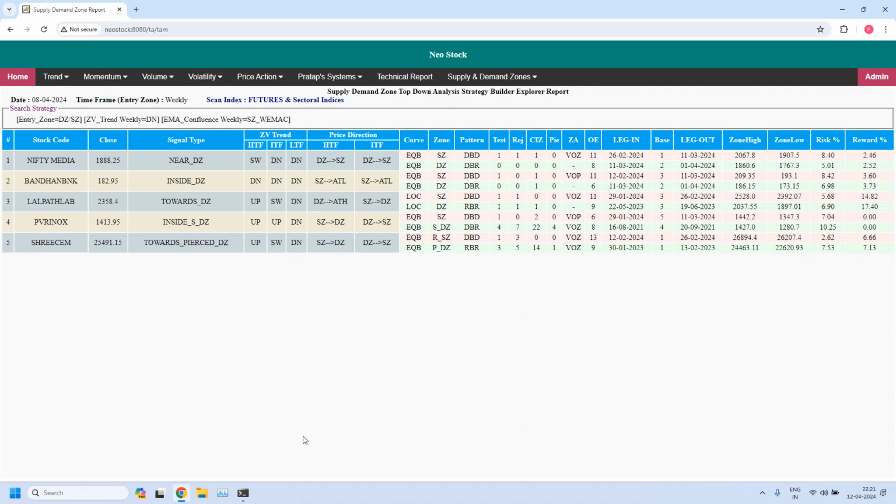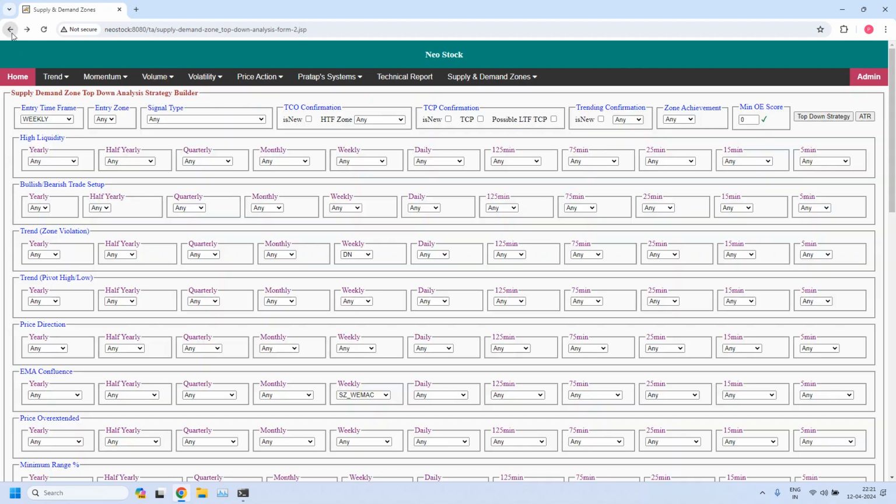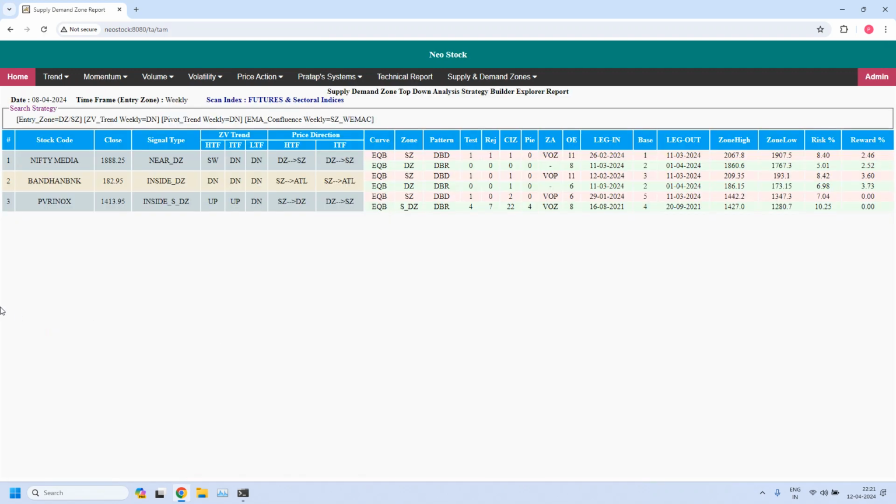You may ask a question: are there stocks having both zone violation trend and also pivot trend as downtrend? Then the list will be further reduced. Let us see. We selected weekly trend down and trend pivot high low, also weekly trend I am selecting down. If both are matching, how many stocks? 3 stocks. Out of 5, 3 have both the trends exactly supporting.